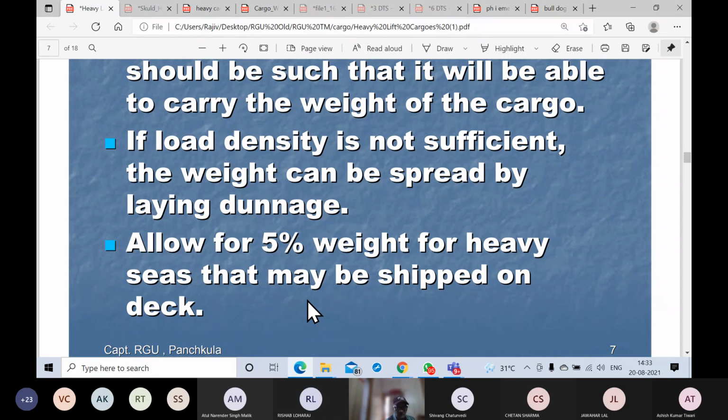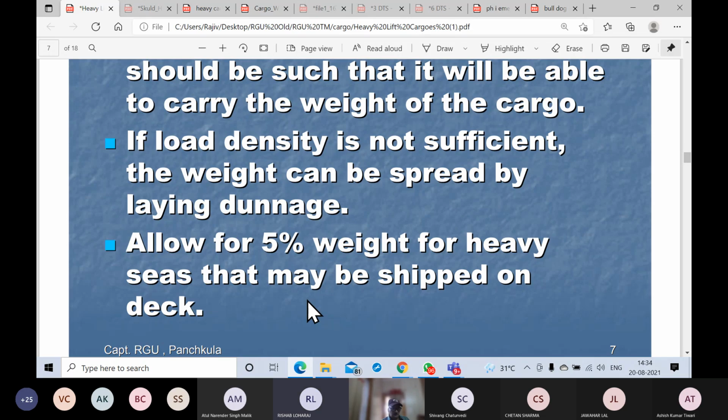Actually, if you are saying you are loading it under deck and then allowing for shipment of sea, then there is something drastically wrong. Yes, sir. Like the allowance of 5% weight should be only for deck cargoes, because inside there is no heavy seas or space, so we have no need to leave that allowance, right? Yeah, logically, your hatch covers are supposed to be weather tight. Isn't it? Hatch covers are weather tight, right?